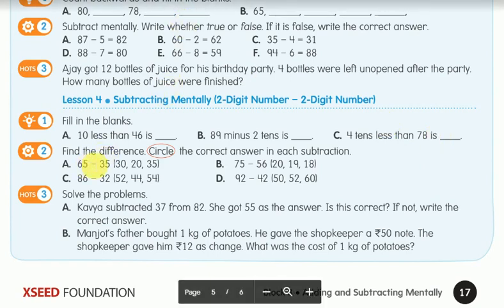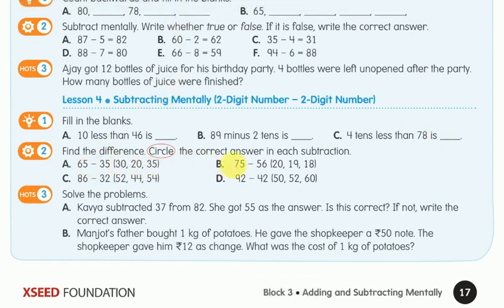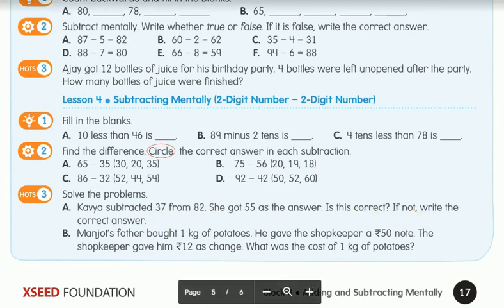Second question, find the difference. Circle the correct answer in each subtraction. So you have to do it mentally and circle the correct answer. 65 minus 35. Third one is solving the problems. Kavya subtracted 37 from 82. She got 55 as the answer. Is it correct or not? You have to check. If it is not correct, you have to write the correct answer.